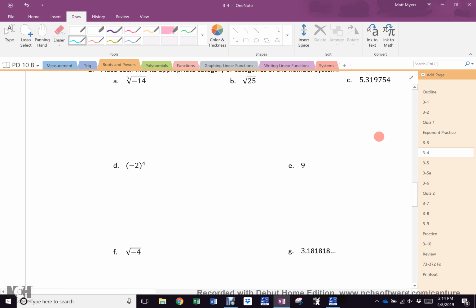Okay, A, B, C, D, E, F, G. Put them in the right category. Remember, if something is natural, it's automatically whole and an integer. If something fits in the smallest group, it fits in all the groups. So do you want us writing all the groups? No. Whatever the biggest group into which it fits. Or the smallest group into which it fits.